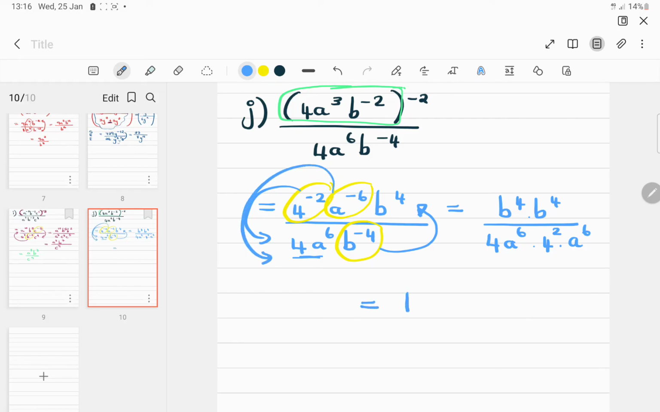Okay, so then I've got B to the power 4 plus 4 is 8, over. Now the snare, remember your snare. First the signs are all positive, so it's going to be a positive. Then the numbers, 4 times 4 is 16. A to the power 6 times A to the power 6 gives you A to the power 12. Phew! And that is it.